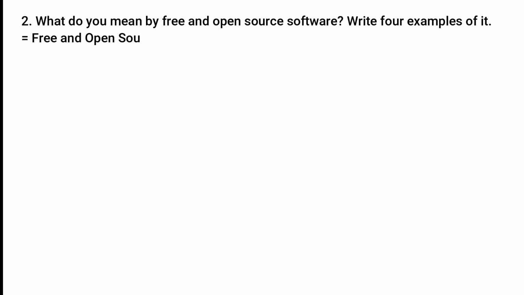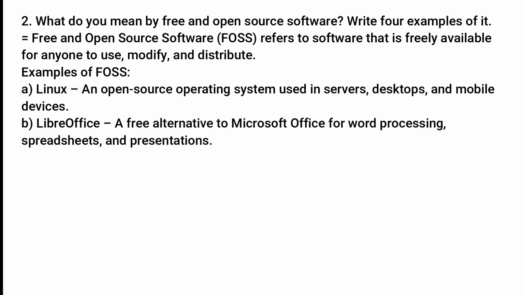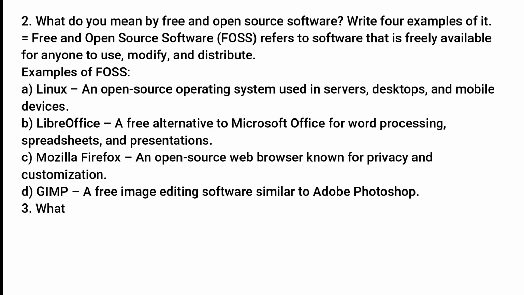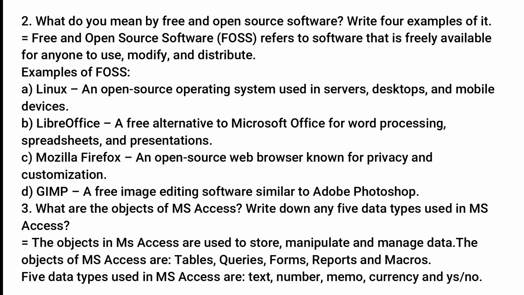2. What do you mean by free and open source software? Write 4 examples of it. Free and open source software, FOSS, refers to software that is freely available for anyone to use, modify, and distribute. Examples of FOSS: A. Linux, an open source operating system used in servers, desktops, and mobile devices.